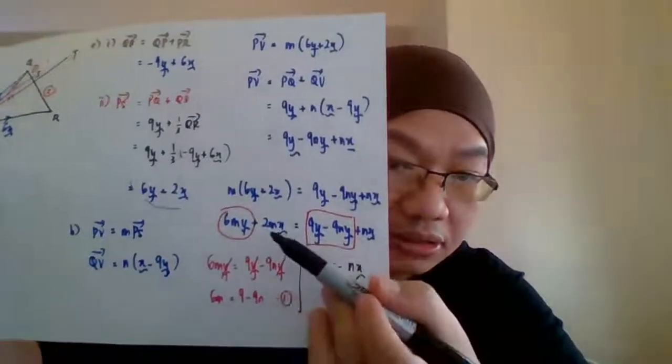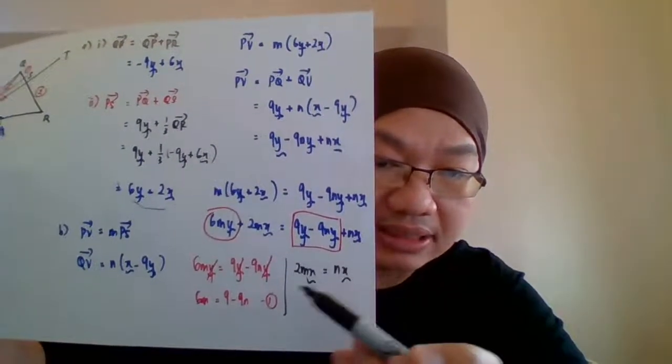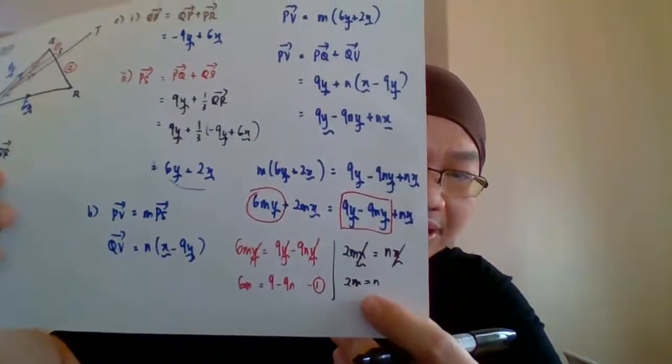So the second equation should be the X. Your X is 2MX equals to NX. Here, the 2MX equals to positive NX. X and X cancelling each other, so you can find, therefore, 2M equals N. The second equation here, 2M equals N. So now what we can conclude here is N equals to 2M, N is the subject.